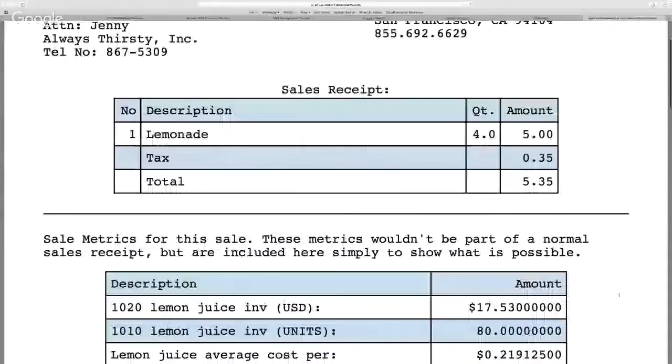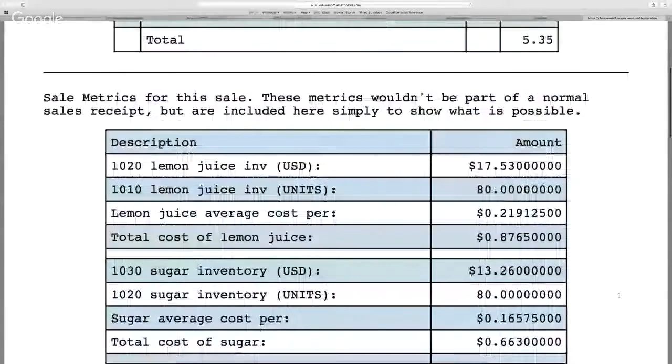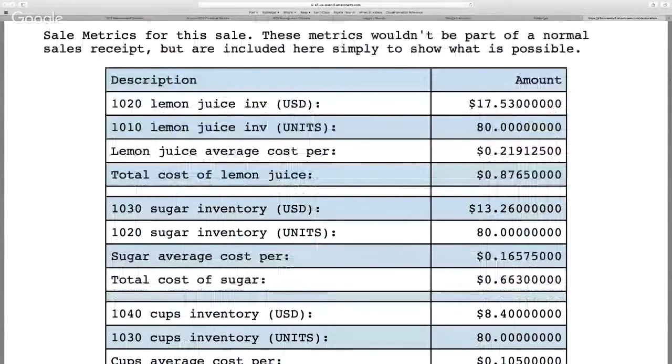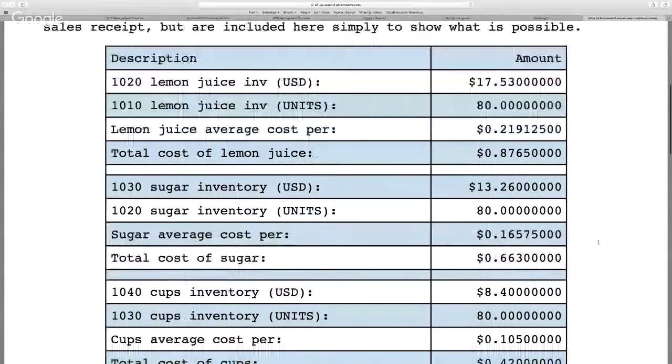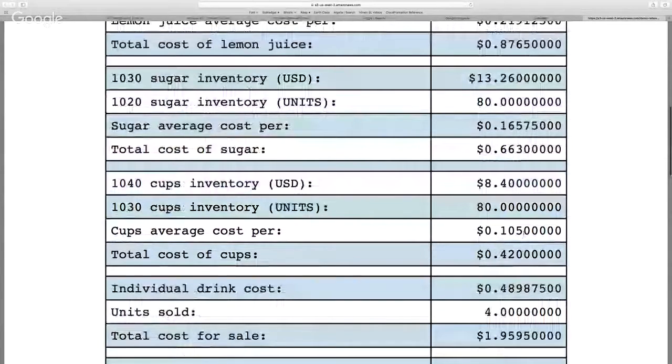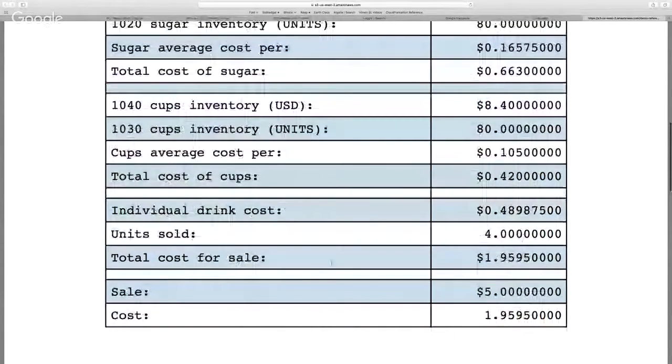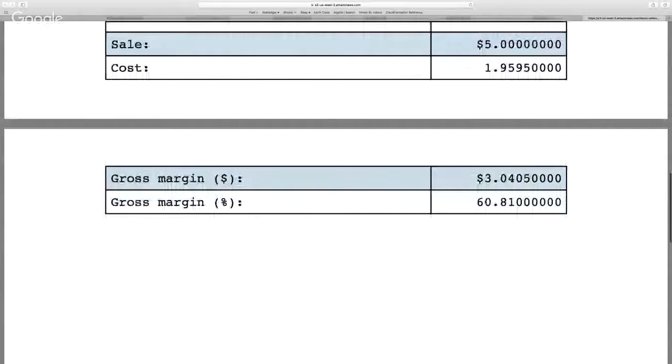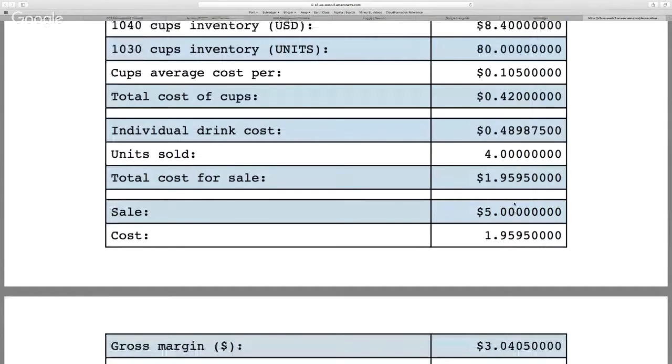And then there's a bunch of information additionally attached to this. That is, how many units of lemonade we had in stock at the time and how many units of sugar and cups and various other things, thereby giving kind of the real-time cost analysis, including, I think on here somewhere, a real-time gross margin. So the script actually changes the cost of sugar and lemons and such for each sale. But at this particular moment in time, the gross margin was 60.81 for this particular sale.